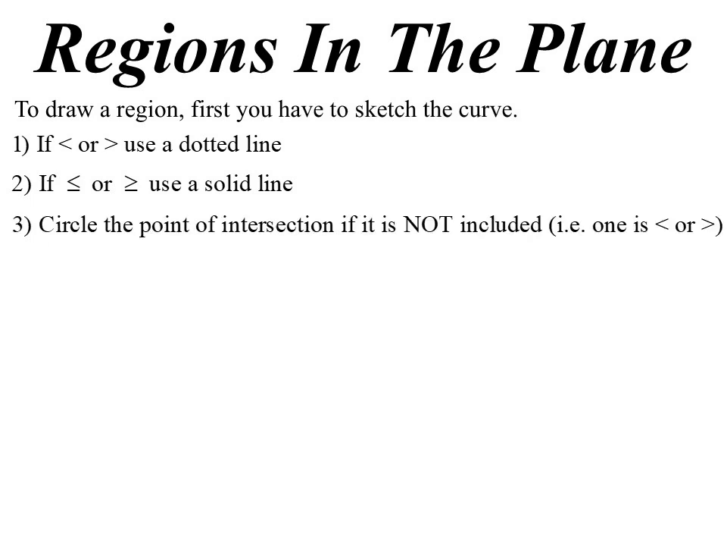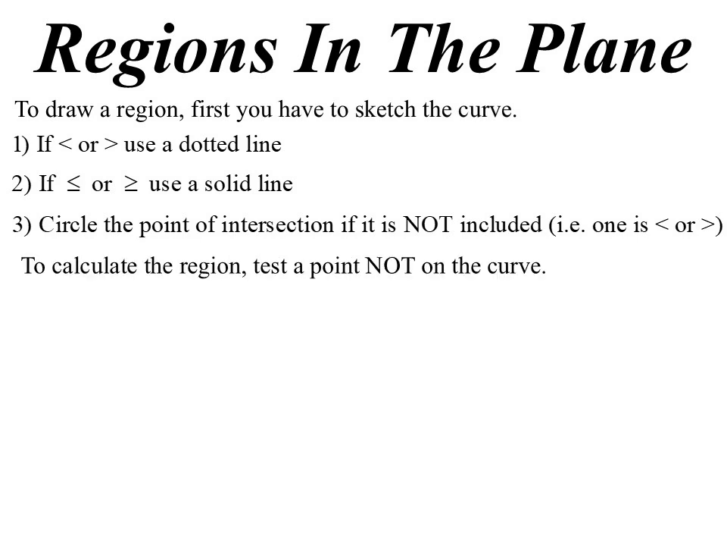Now, the points of intersection of the line. If the point is included, then both of the boundary lines need to be solid. If one of them is not, so in other words, if one of them is less than or greater than, then just like we would on a number line, we circle the point to indicate it's not included. And then we test a region. Again, same as we would do with a number line.